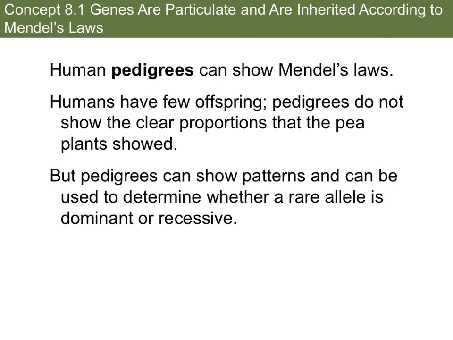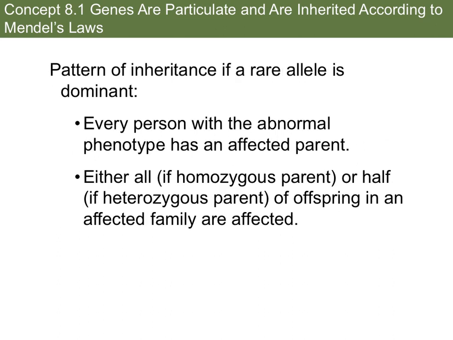Human pedigrees can show Mendel's laws. Humans have few offspring, so pedigrees do not show clear proportions that the pea plants would show. But pedigrees can still show patterns and be used to determine whether a rare allele is dominant or recessive. The pattern of inheritance if a rare allele is dominant: every person with the abnormal phenotype has an affected parent, and either all if they're homozygous parents or half if they're heterozygous of the offspring in the family are affected.